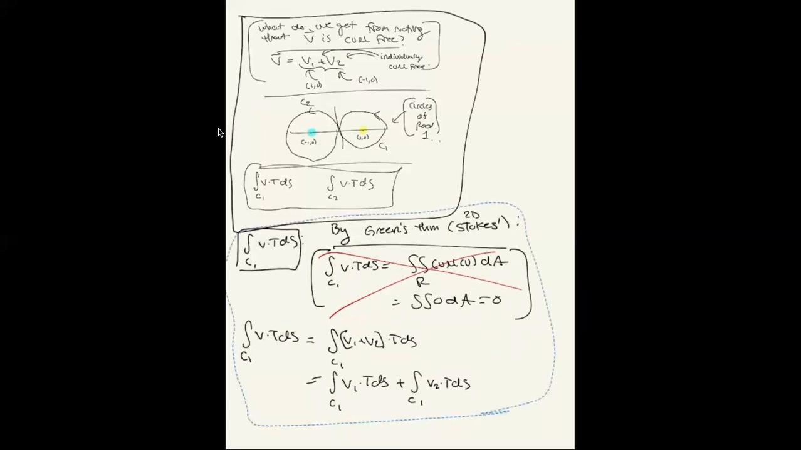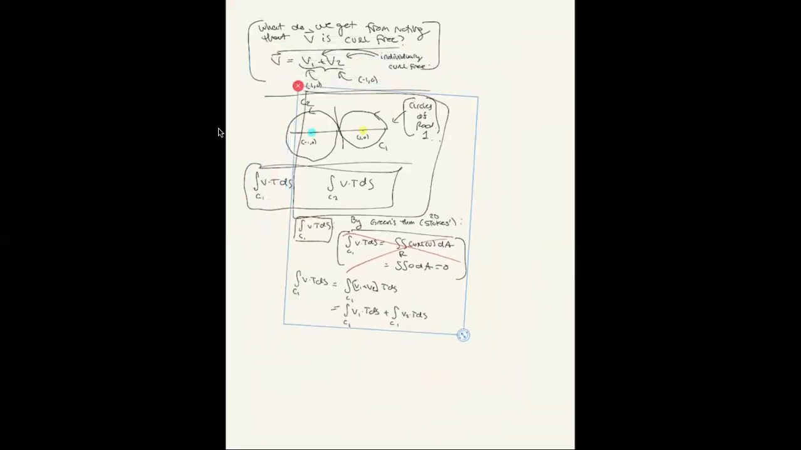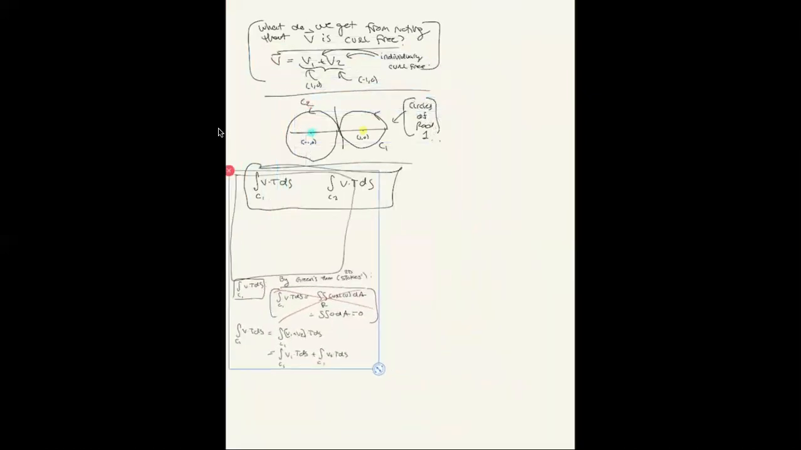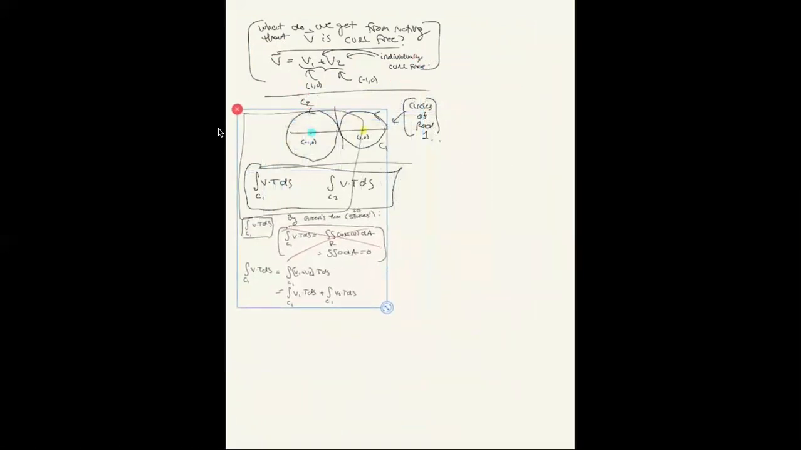So I'm going to continue resizing my things. Okay, we're just going to have to deal with that. Now, if you look at C1, I'll bolden C1 right here. Remember that V1 is the vector field that has the yellow singularity, and V2 is the one that has the blue singularity.